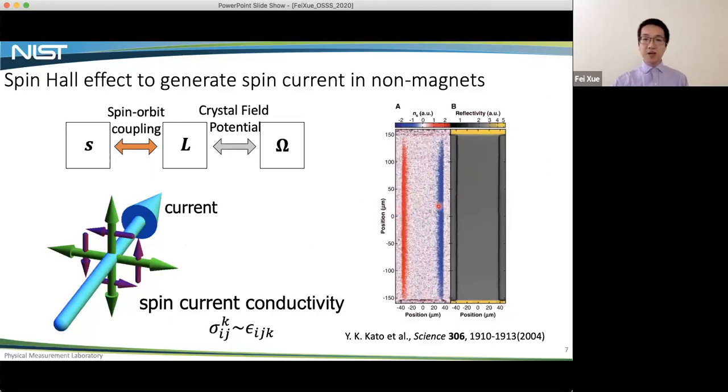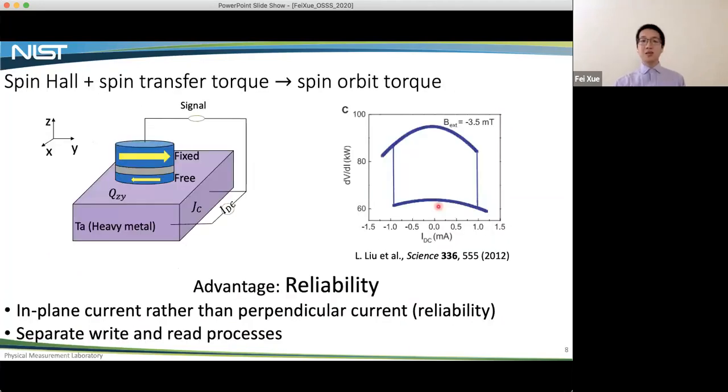And also in the next slide, we will show that this consequence of the spin current can also induce a torque. So now if we combine the spin Hall effect in a heavy metal and the spin transfer torque idea of this magnetic tunneling junction, we can achieve so-called spin orbit torque. This will be our main focus in this talk.